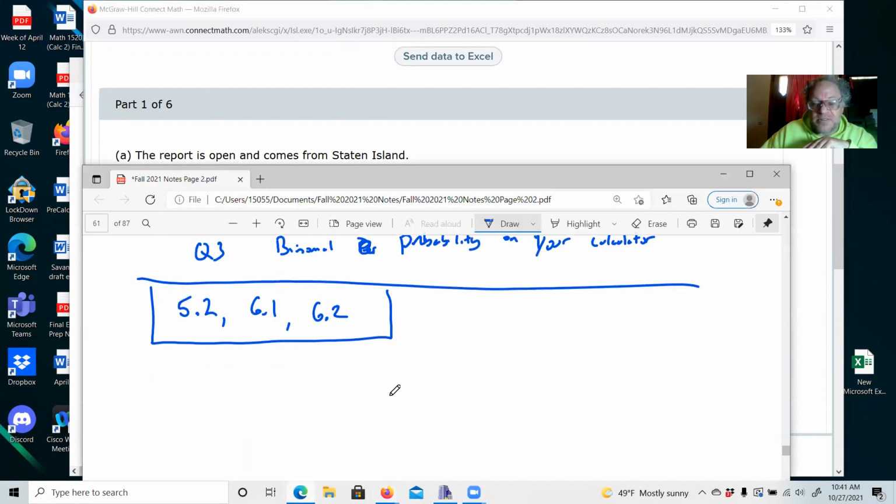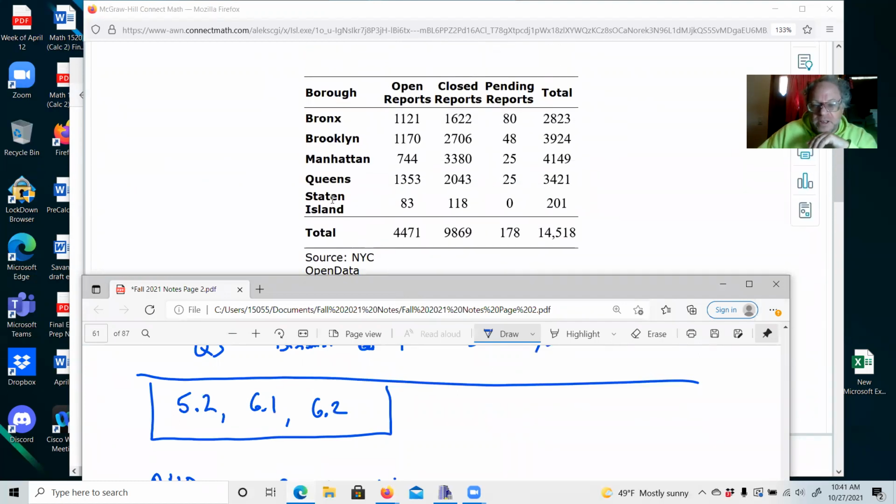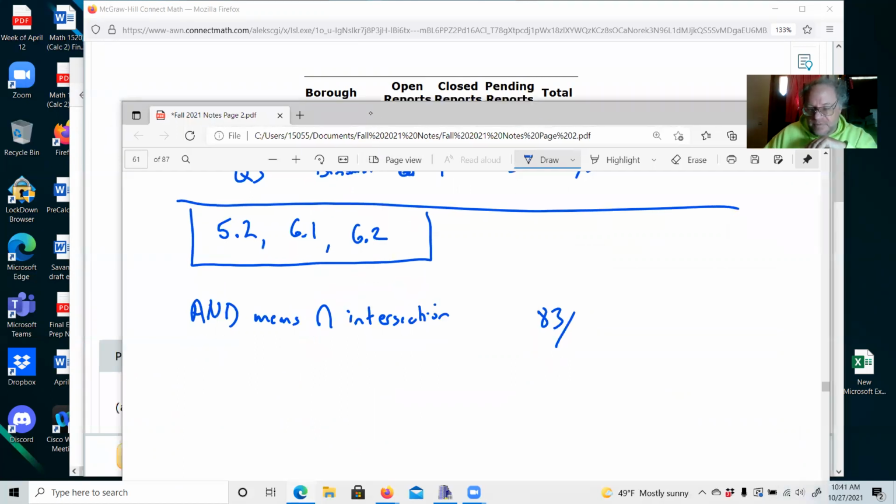Okay, and in statistics "and" means intersect. It's this intersection. So they want an open report from Staten Island. An open report and comes from Staten Island. So here's my Staten Island. Here's my open report. So you look down, look across. It is literally the intersection of these two, the row and the column on the table. That's 83 over the total. So we're going to have 83 over 14,518.